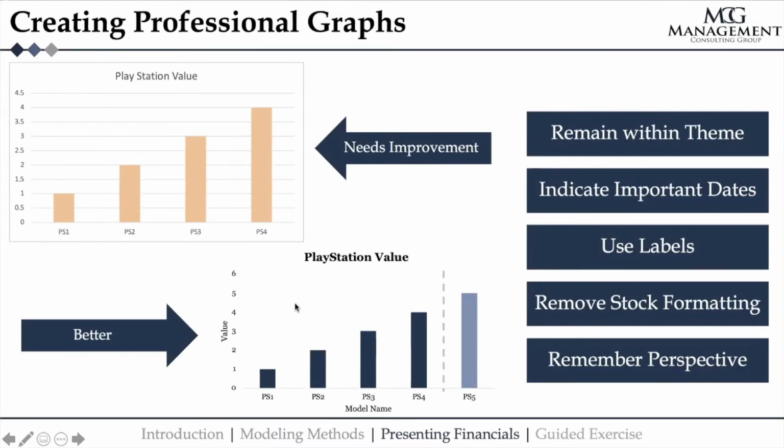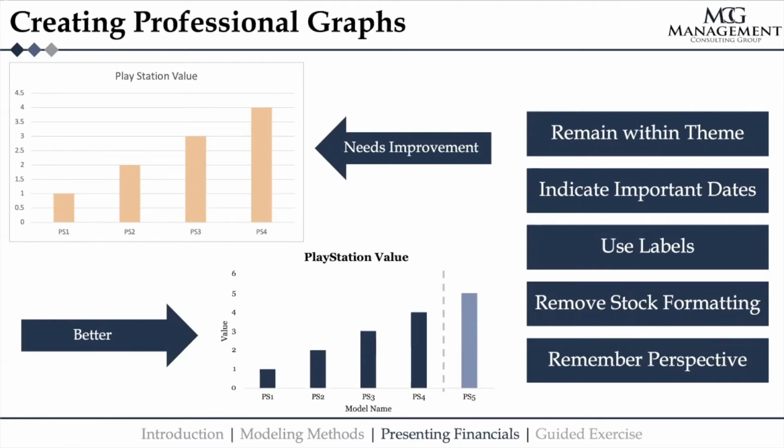Whereas on the bottom here, we can see how the bars on the graph are a nice dark blue color aligned with our presentation, and we can see the differentiator for the new model we're trying to look at highlighted in a lighter blue color, as well as that dashed line really showing that we're trying to compare the model to the past models.